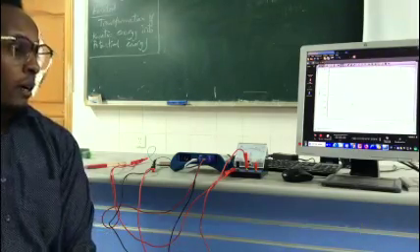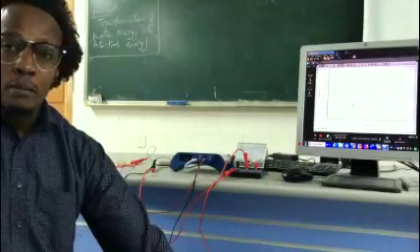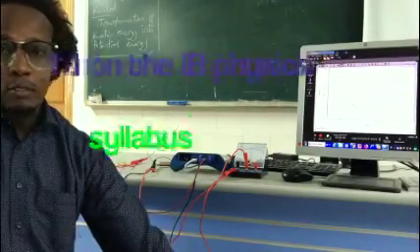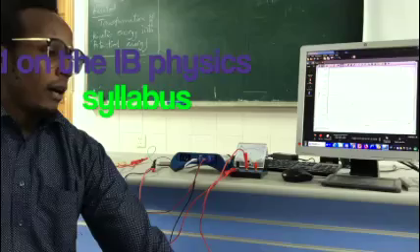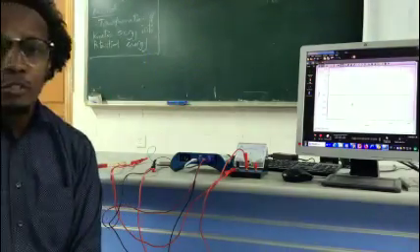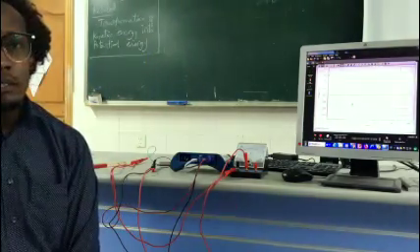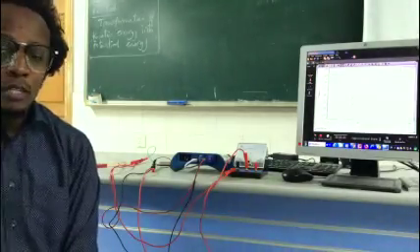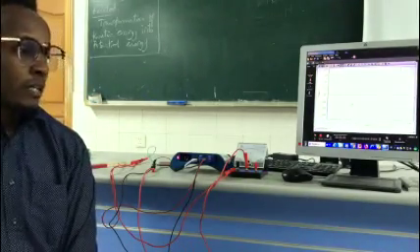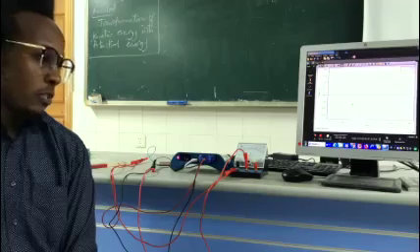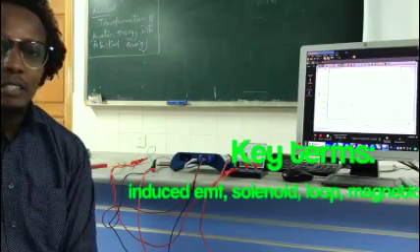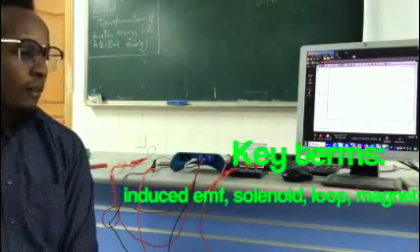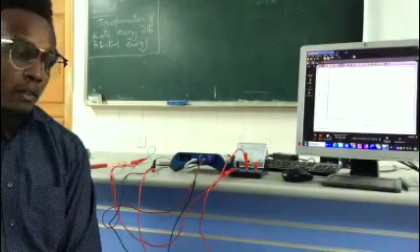All right? This on the IB physics syllabus is topic 11.1, and there are some key terms that you need to be aware of. This would follow from the work we did previously. So these key terms are such as induced EMF, magnetic flux, we've got solenoid, loop area, and the others.